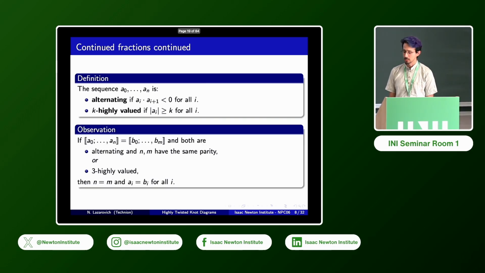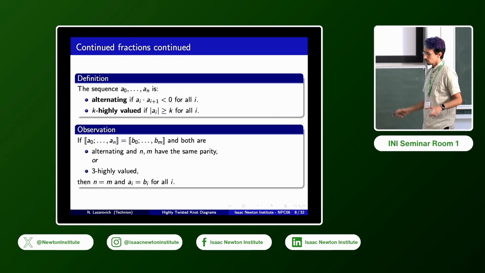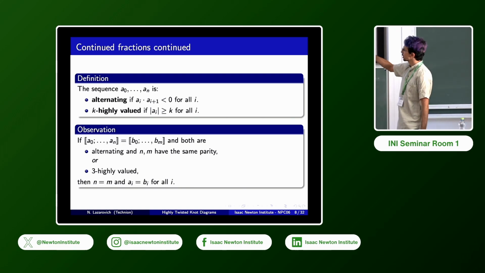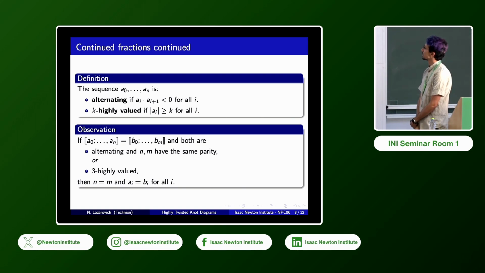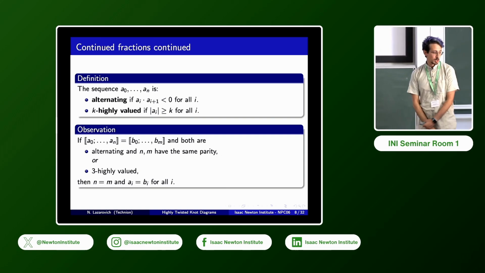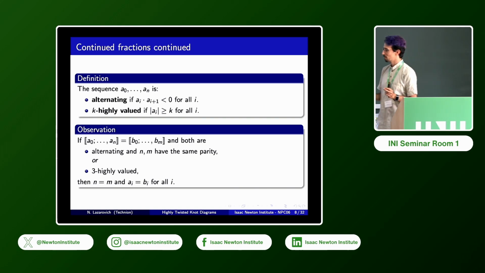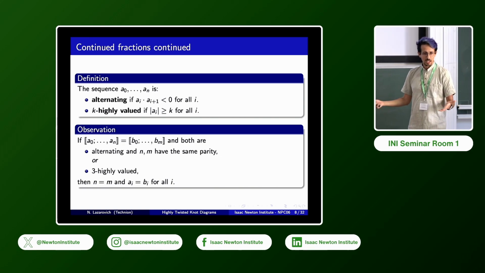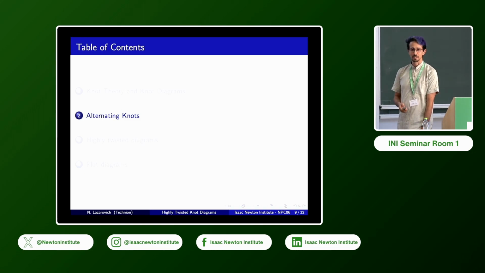For those families, it's not too difficult to see that if two continued fractions represent the same rational number, and the continued fractions are either alternating, where one needs to assume some parity on the n and m, or they are K highly valued, then actually the continued fractions are the same. So there is a sort of rigidity of the continued fraction for those. A silly example, but a good analogy with what's going on. After this, let's go back to knots.